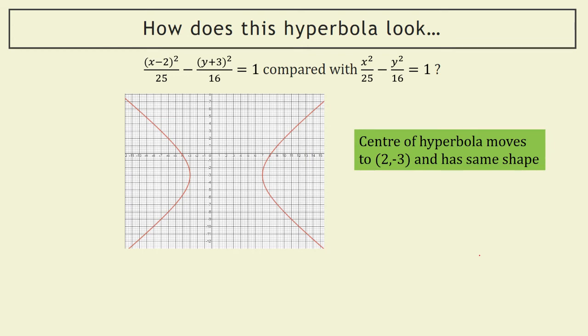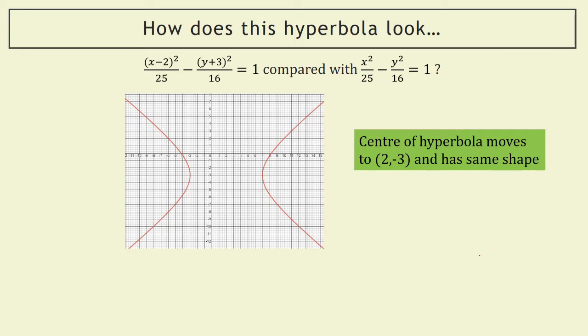But actually the gradients of those lines, if you think about it, because the shape has just moved along, the gradients of those lines will not change. They will be exactly the same as they were previously. So where we were getting the plus or minus b over a x, we're still going to have the plus or minus b over a. Okay, that gradient is still going to be the same.